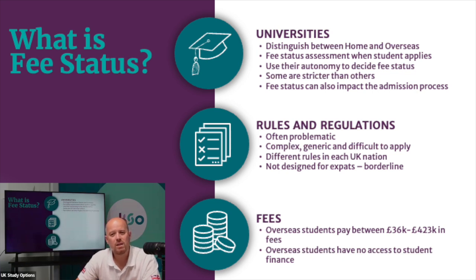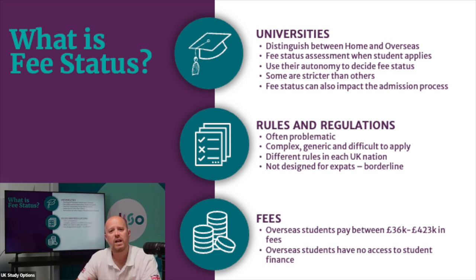And so that means which university you apply to can have a big impact on your chances of getting home fees. It is also the case that your fee status can have an impact on the admissions process. Whether you get assessed as a home fee payer or an overseas fee payer can directly affect your chances of even getting an offer on the course. And we'll look at a specific example of that later in the presentation.